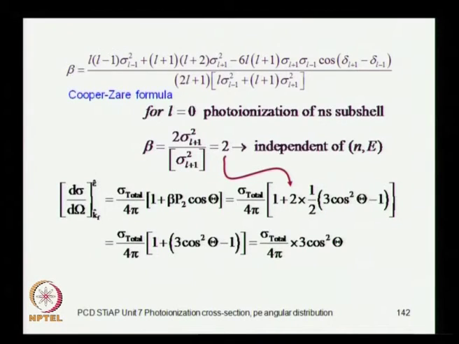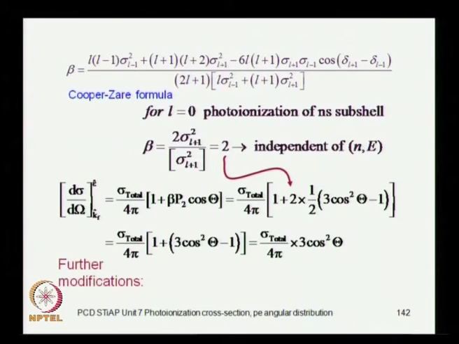but that is a matter of detail that you can read in Fano and Cooper's paper. So, now for the S subshell, if you look at the expression for the differential cross section for the special case of L equal to 0, which is photoionization of the ns subshell, then you put beta equal to 2 in this expression over here and you get a simple cos square theta distribution. So, photoionization from all S subshells will be typically given by this cos square dependence.